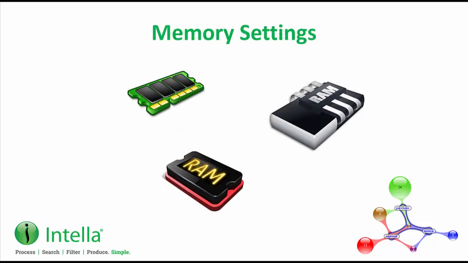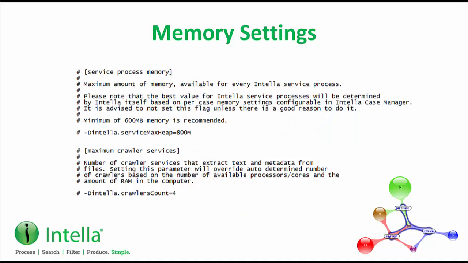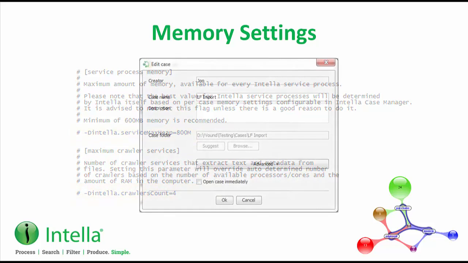In this version of Intella and Connect, we have added more functionality for configuring the memory settings in these products. Intella and Connect have several different memory and crawler settings which can be configured to provide better performance for processing tasks. Up until now, one of these settings could be configured via the user interface, but the other settings had to be manually set by editing a text file.